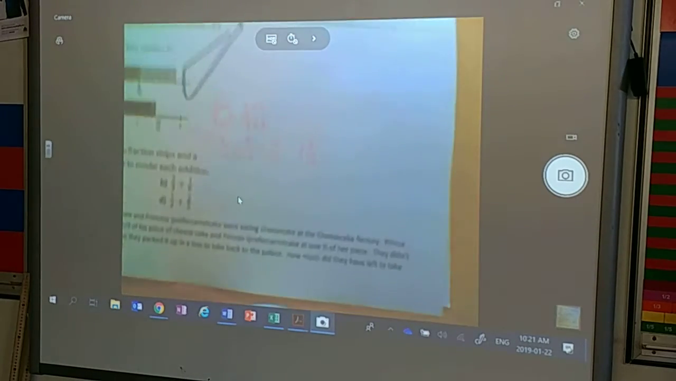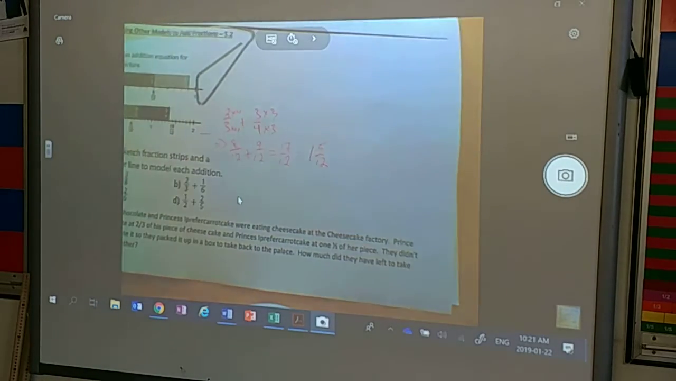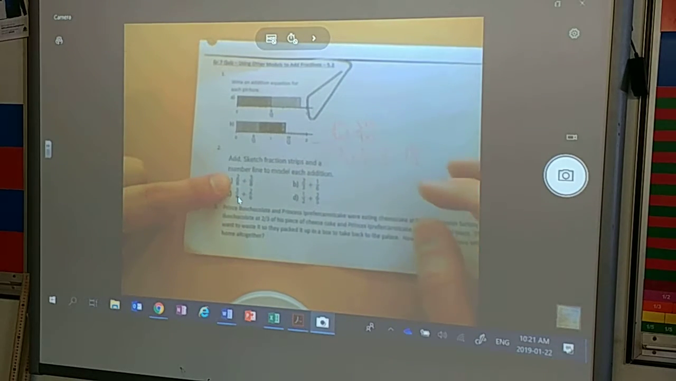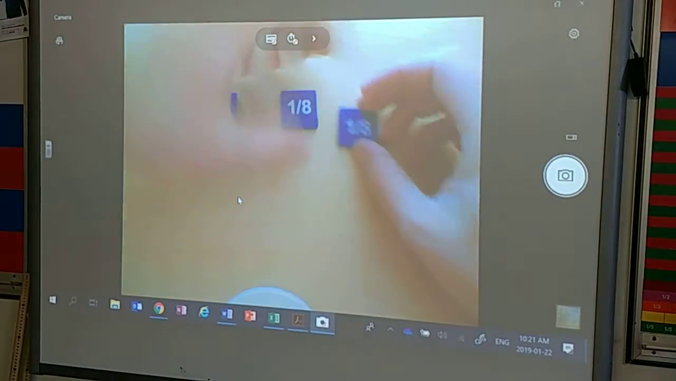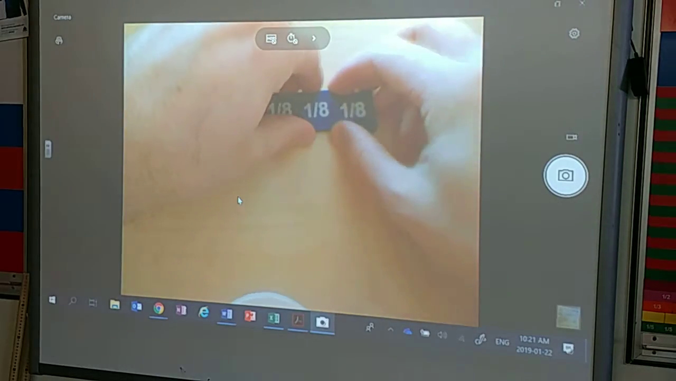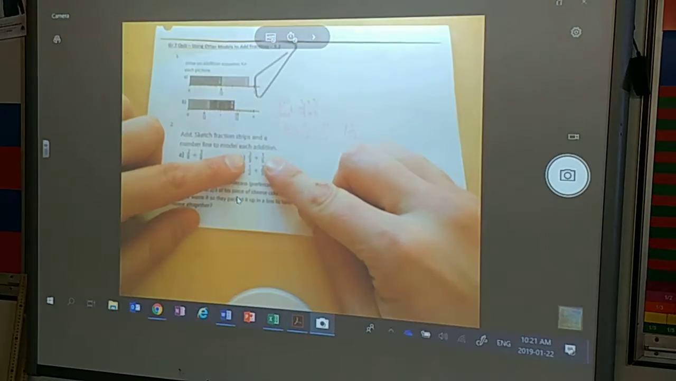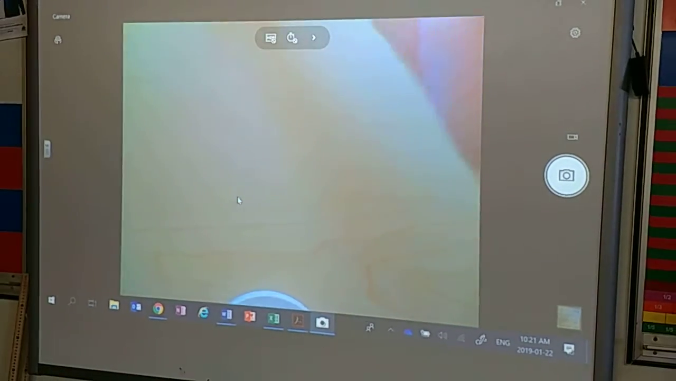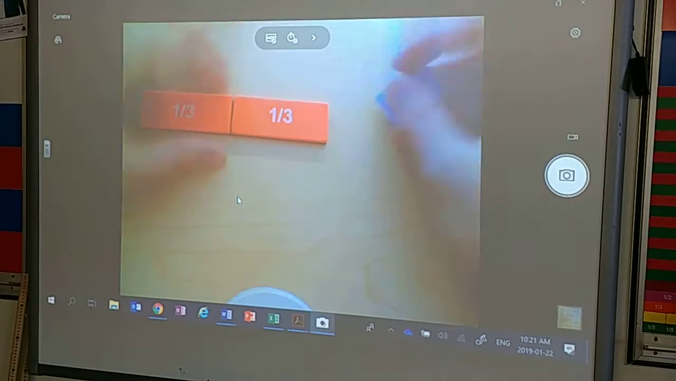Now the second one, it says, sketch fraction strips and a number line for each model. We're just going to do a couple of these. We'll try the first one. It says 2/8 plus 3/8. Okay, so I've got 2/8 plus 3/8. Oh man, this one's really easy, isn't it? Easy peasy, right? All right, so let's do a harder one. Let's do 2/3 plus 1/6. Okay, so I'm going to do 2/3 plus 1/6. We'll call it a 6 there.